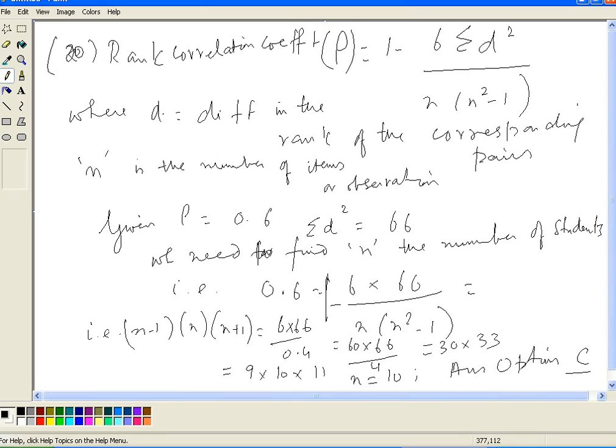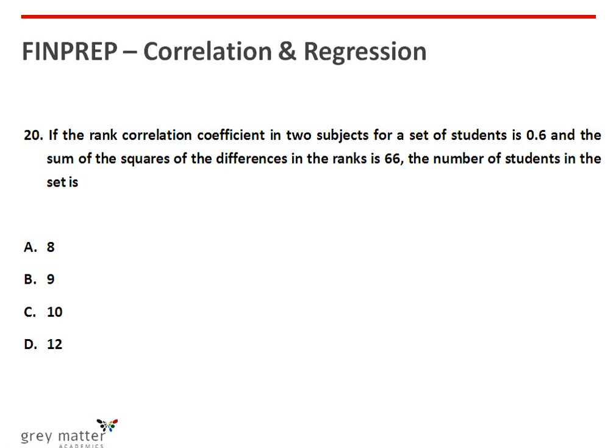So substituting the values for the various variables, we get 0.6 equal to 1 minus 6 into 66 by n into n squared minus 1, and on simplification we get n equal to 10, or the number of students in the set is 10, or C option. Going back to our PowerPoint presentation, it is C option, which says it is 10.